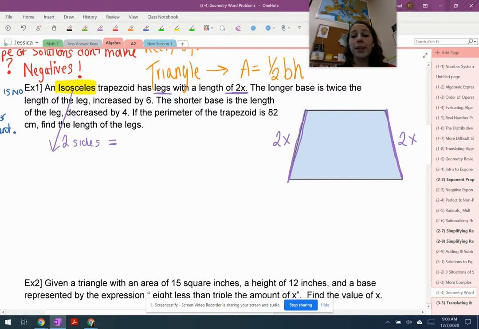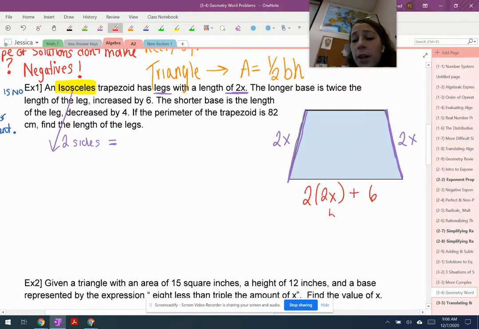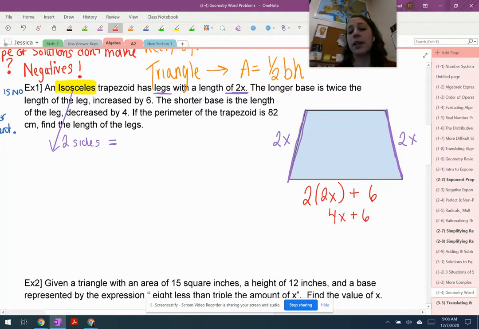The longer base, which has to be this bottom one because this is the longer of the two bases, is twice the length of the leg increased by 6. So we have a little translating going on here. We have to turn that into an expression. The longer base is twice the length of the leg. So the length of the leg was 2x. Twice the length of the leg would be 2x times 2. Increased by 6 is plus 6. I could do a little simplifying there. 2 times 2x is just 4x plus 6.